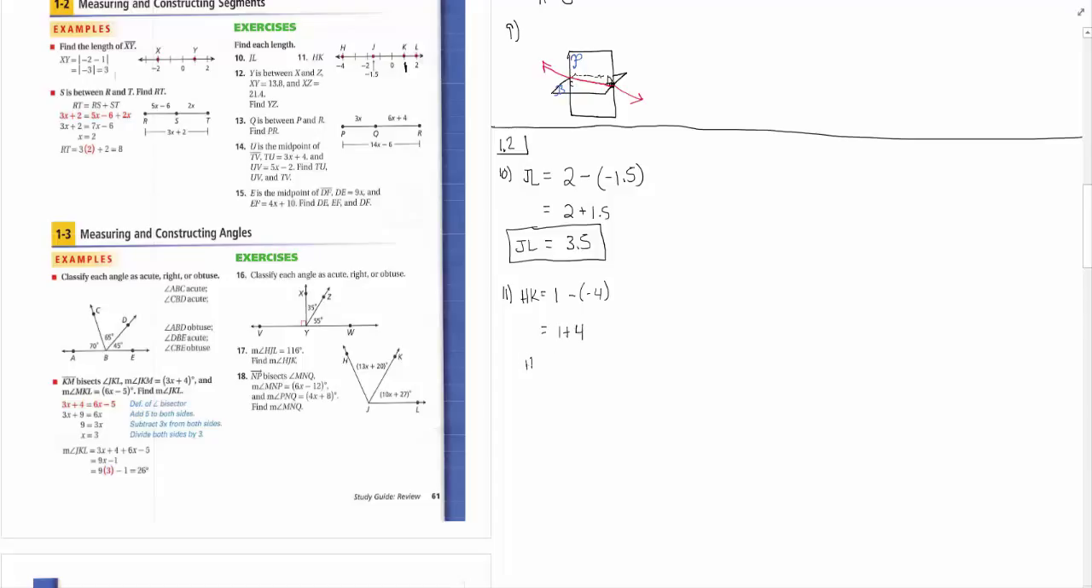So HK equals 5. Alright, so that's number 11. Moving on here, number 12.